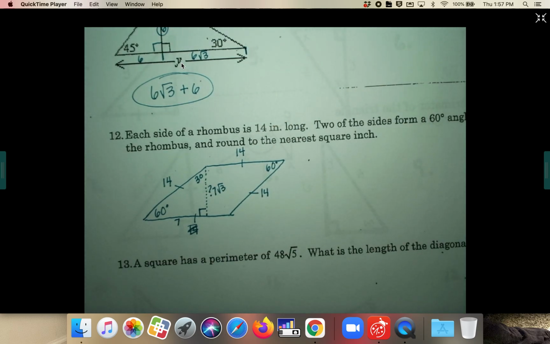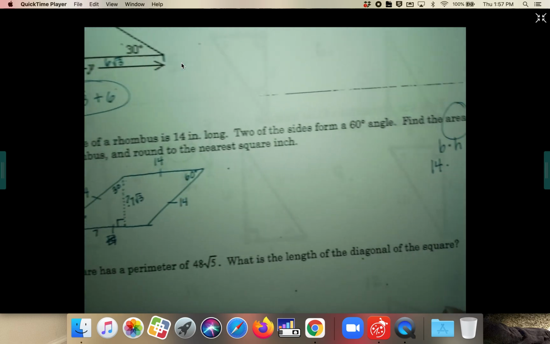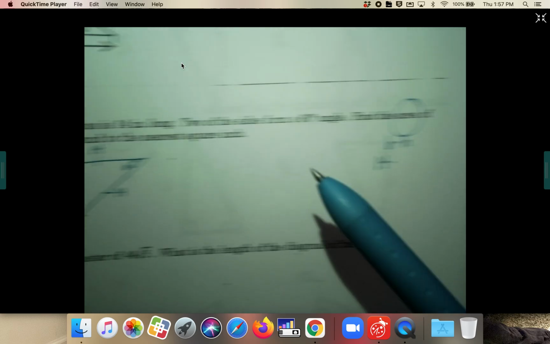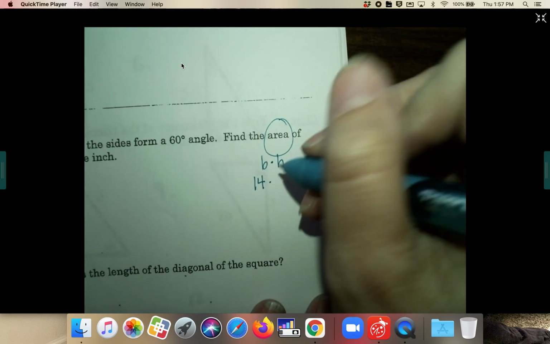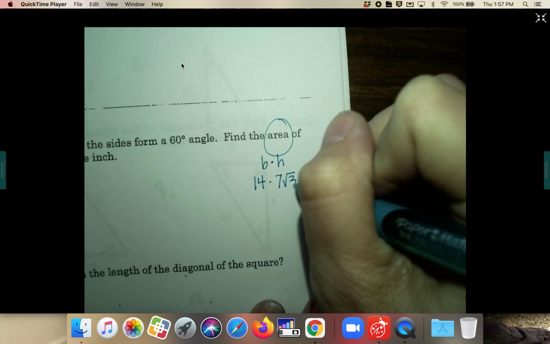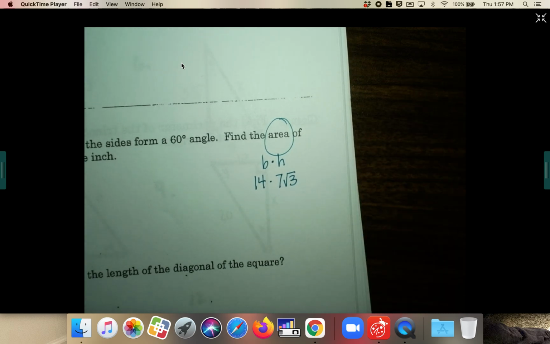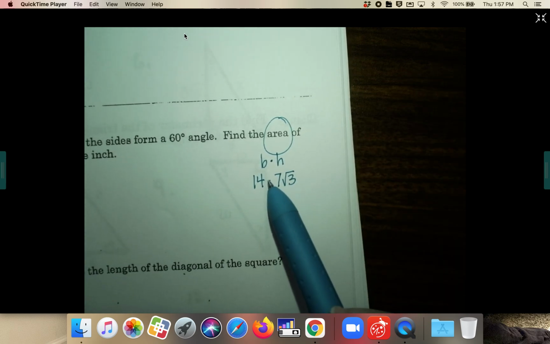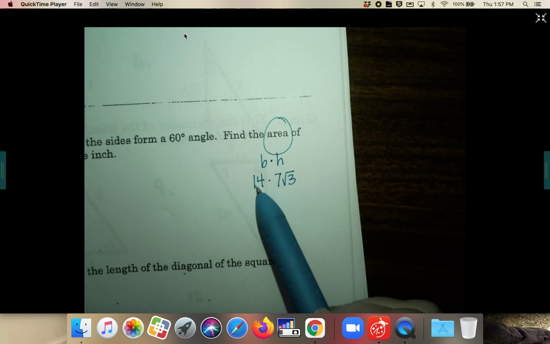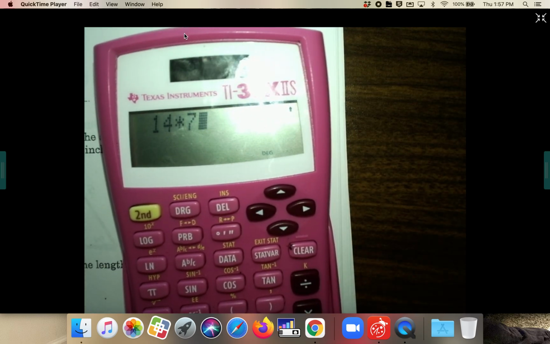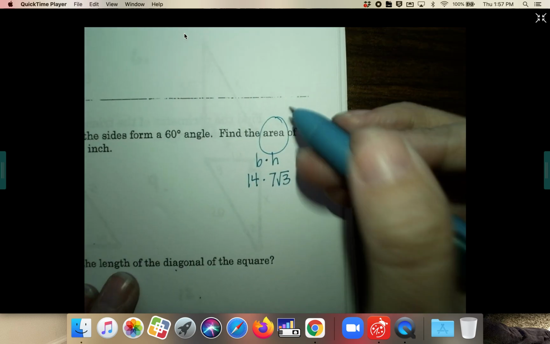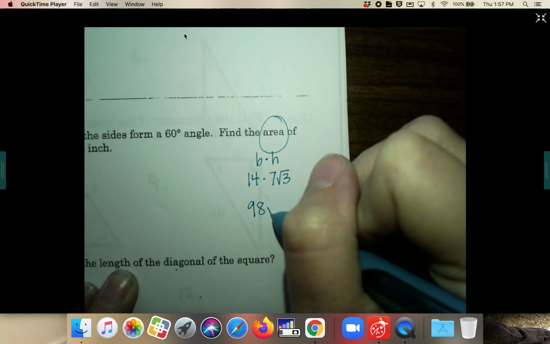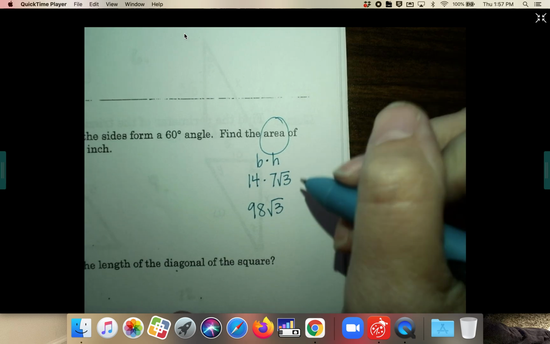All right. Okay, so let's go ahead now and put that our height is 7 root 3. Over here, we're trying to find the area. So we've got 14 times 7 root 3. Now, they don't have to be like terms to be multiplied. So you can go ahead and multiply 14 times 7. So 14 times 7 is 98 times the square root of 3. And that would be the area.